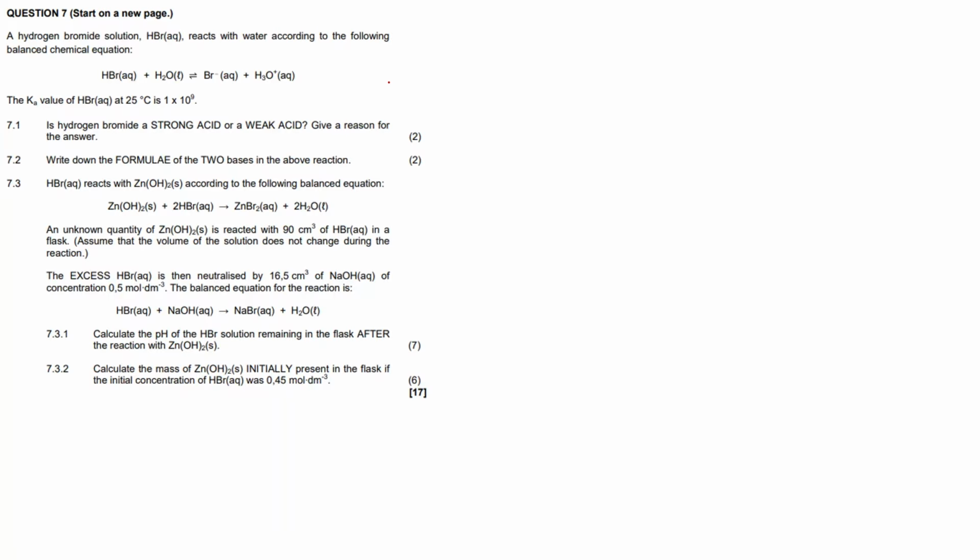Question 7.1. Is hydrogen bromide a strong acid or a weak acid? Give a reason for the answer. So hydrogen bromide is a strong acid, and we know this because the Ka value is greater than 1, as it is 1 times 10 to the power 9.